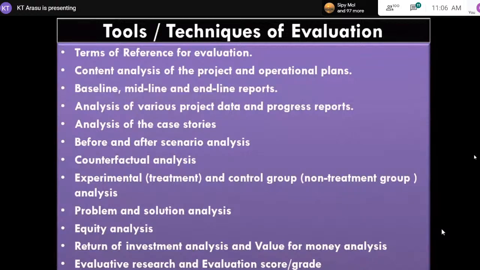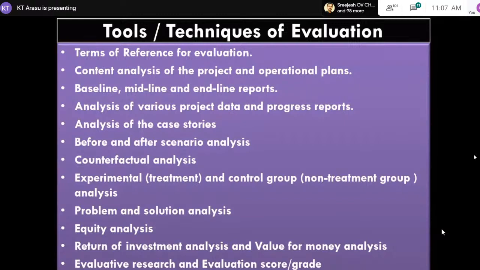That is the terms of reference, and the evaluators should stick to these terms of evaluation, not going beyond that. Then content analysis, that is a tool. You have to analyze the project and different content against the objective. Then baseline, endline, that I already told you. Analysis of various project data and progress, that I will cover before. Analysis of case studies, you know this one.